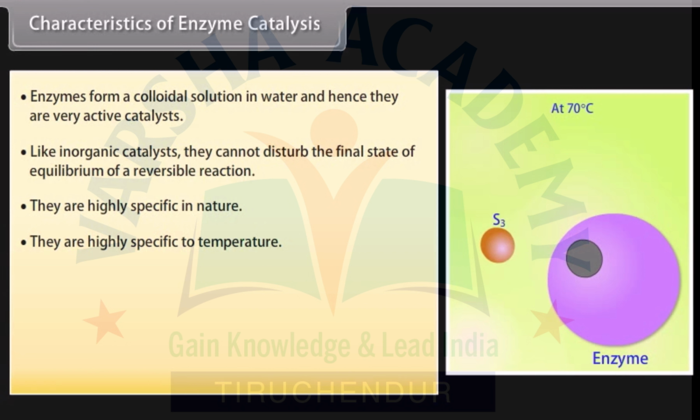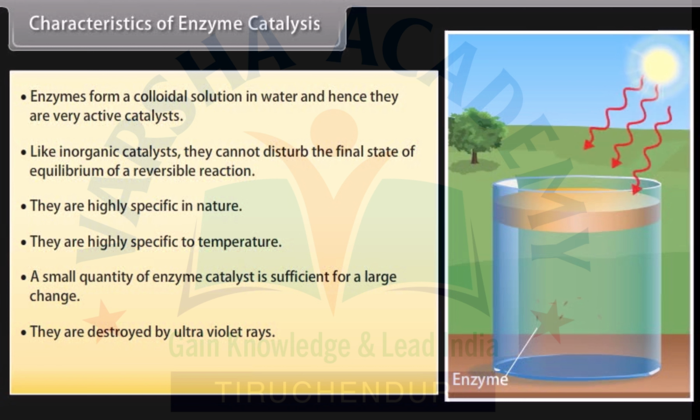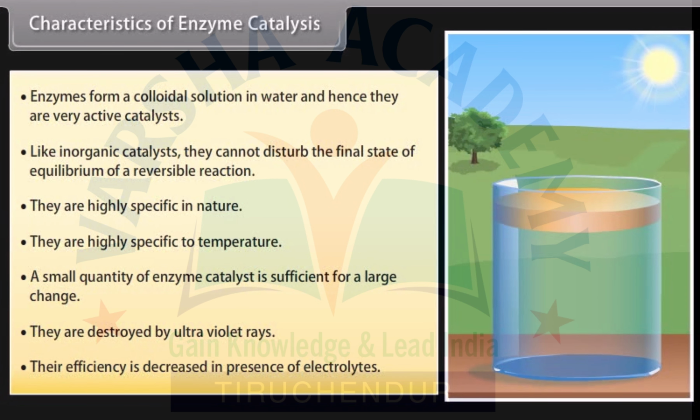They are deactivated at 70 degrees Celsius. A small quantity of enzyme catalyst is sufficient for a large change. They are destroyed by ultraviolet rays. Their efficiency is decreased in presence of electrolytes.